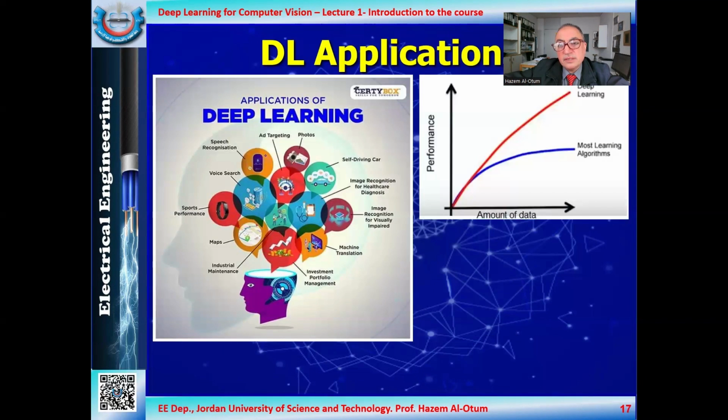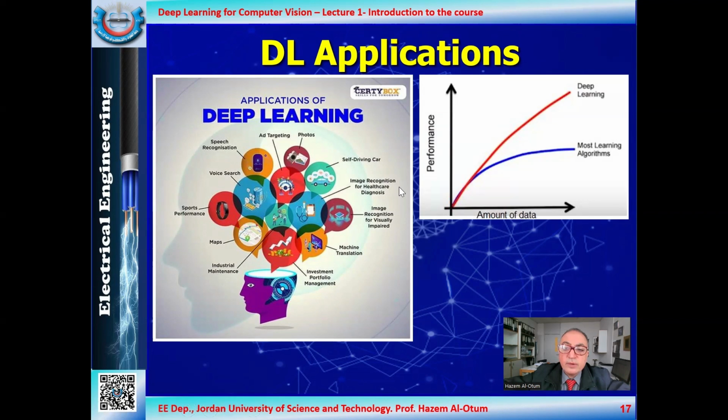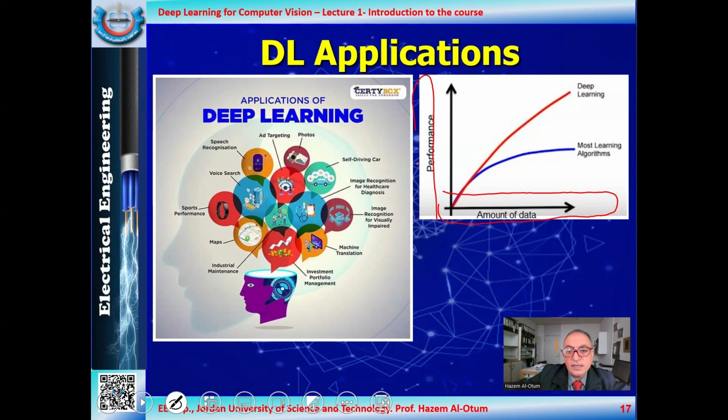Now we repeat the same applications in deep learning, but with better performance. As seen here, when we deal with deep learning, if we have the amount of data on the x-axis and the performance in accuracy or precision of defining the required task or class on the y-axis, then as we increase the data, the machine learning algorithms do not increase linearly.